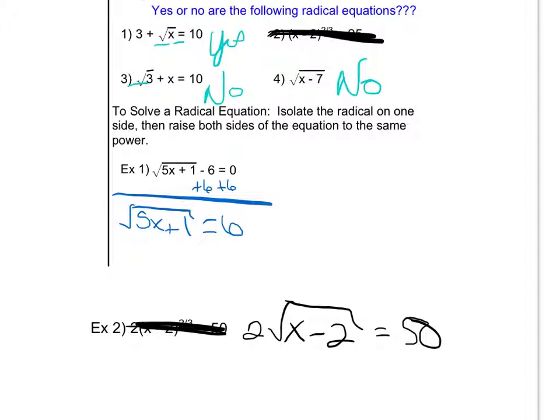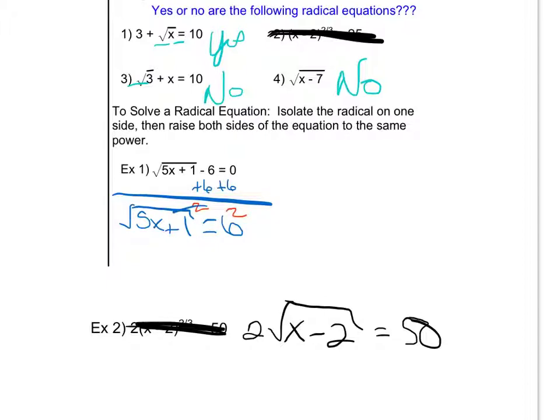Now that I have the radical by itself, I have to figure out a way to get rid of a square root. Well, absolute value equations are tricky because the only way to get rid of an absolute value bar is by setting it equal to the plus or minus. Radical equations are much nicer in the aspect that a radical or a square root has an inverse operation, just like adding and subtracting, multiplying, and dividing do. To get rid of a square root, we square it. I must do it to both sides.